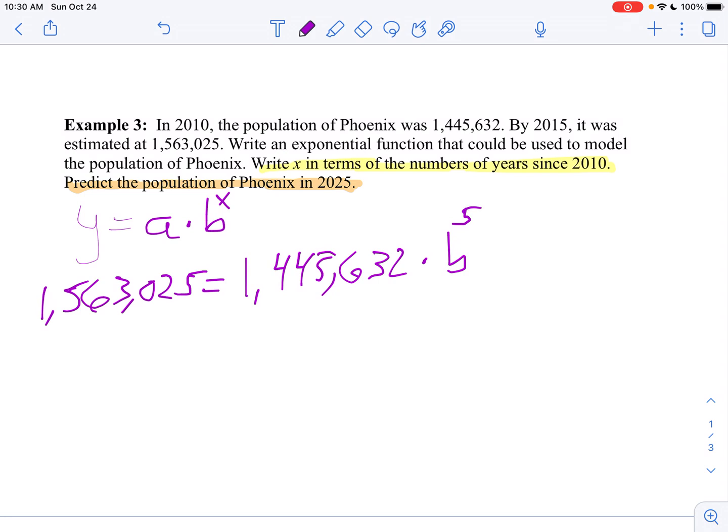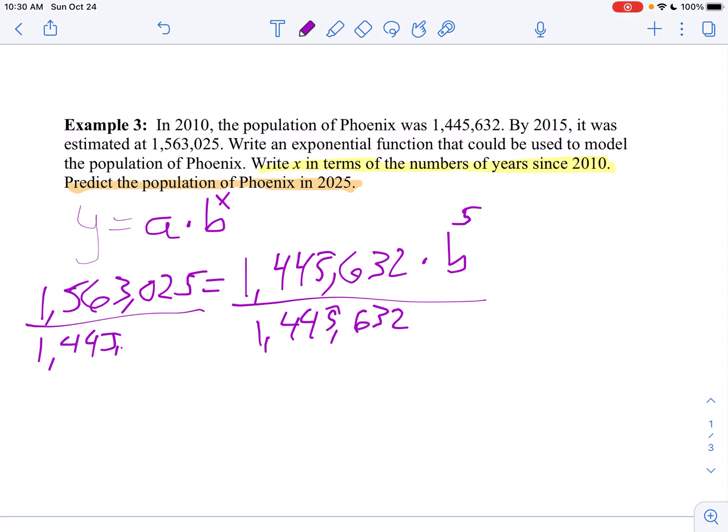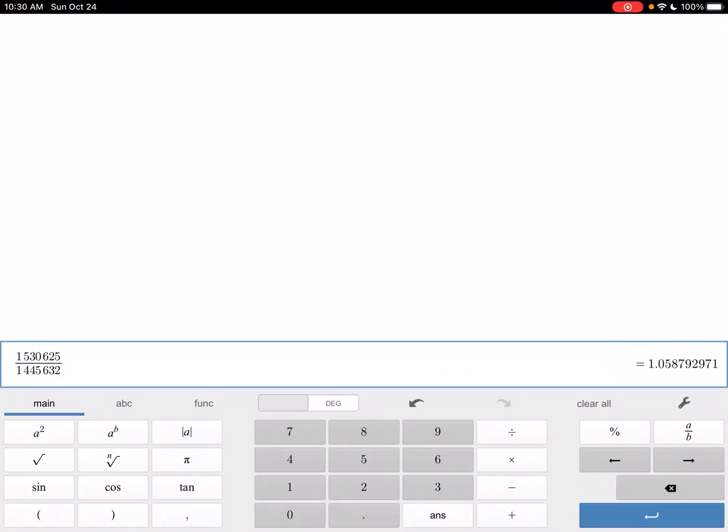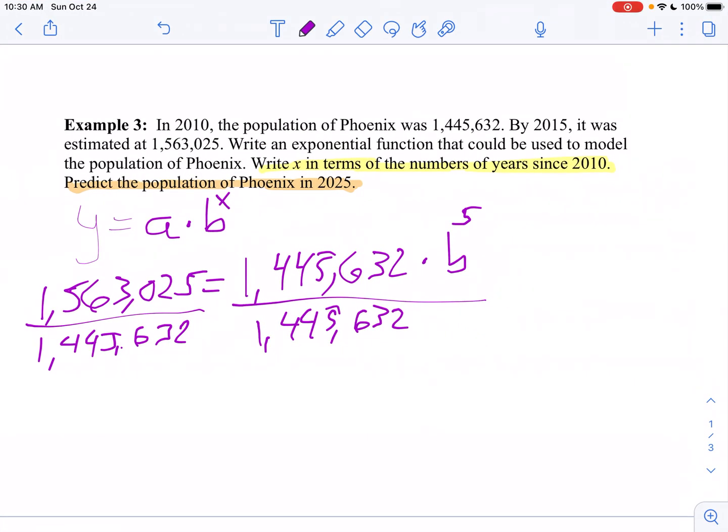Now we're just going to solve for b so we can write our equation. So I'm going to divide both sides by 1,445,632. Don't be surprised if you get some ugly numbers here. Let's use the calculator for that. And in the calculator, notice I get 1.0588, I'll say. So 1.0588 equals b to the 5th power.